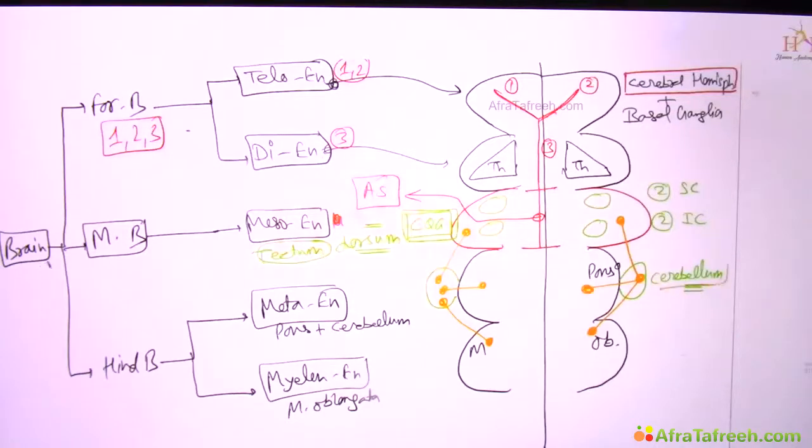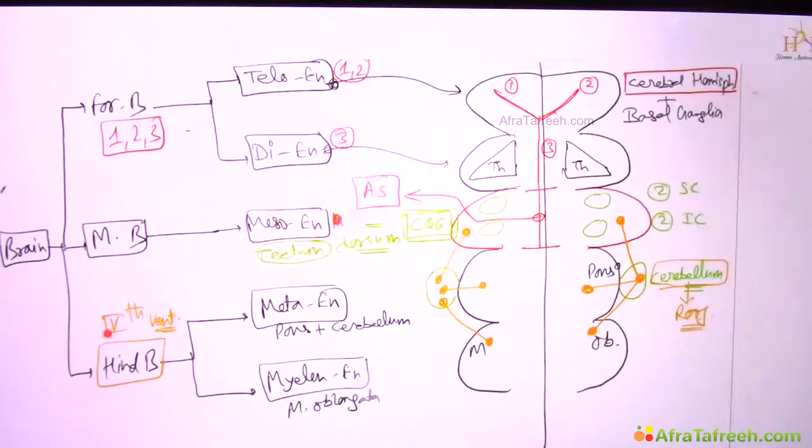Now, if you say the cerebellum is the roof of the fourth ventricle, can I see the fourth ventricle? The ventricle of the hindbrain. If you say the ventricle of the hindbrain, which is the fourth ventricle, yes, we will see that it is a rhomboid-shaped ventricle.